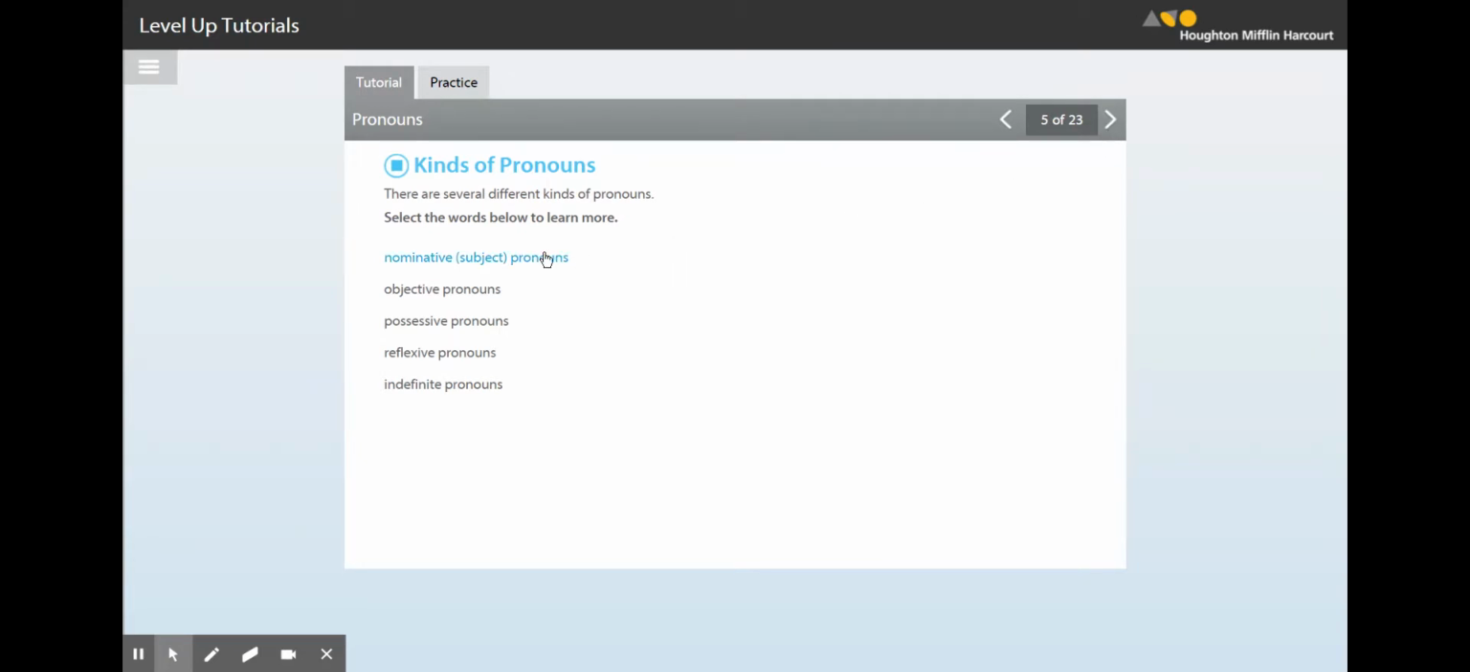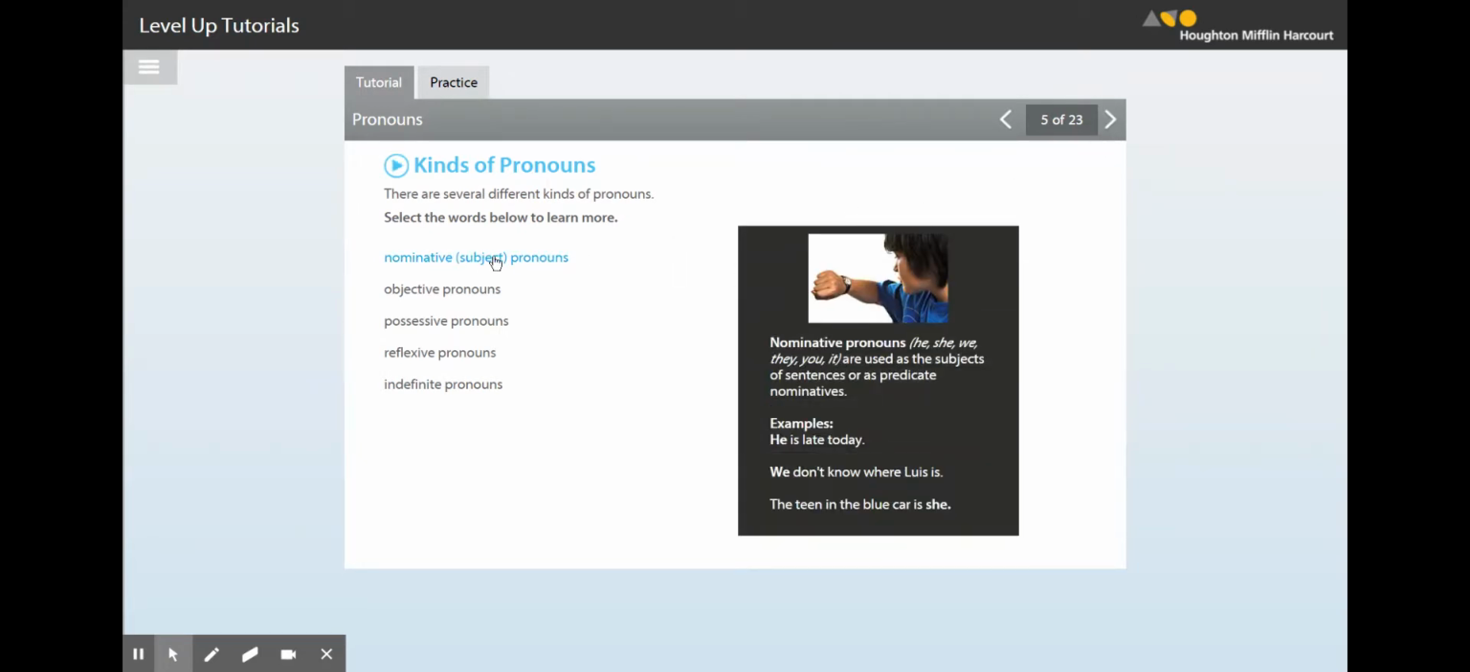Different kinds of pronouns. So we have nominative or subject pronouns. Nominative pronouns are used as the subjects of sentences, or they can be used as predicate nominatives, and examples of them would be he, she, we, they, you, or it. So an example sentence: he is late today. He is my subject. We don't know where Luis is. We is my subjective pronoun or my nominative pronoun. And then the teen in the blue car is she. So she is my predicate nominative pronoun.